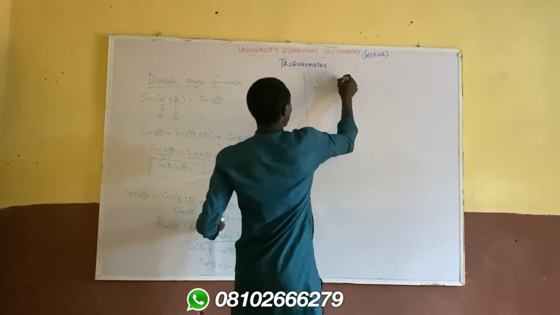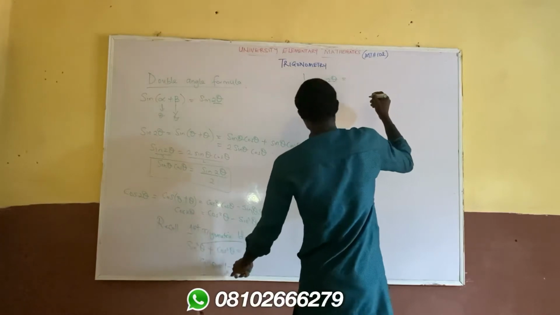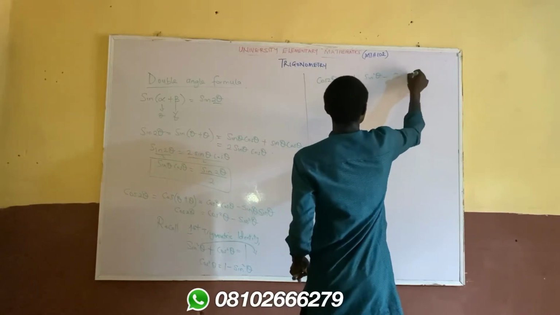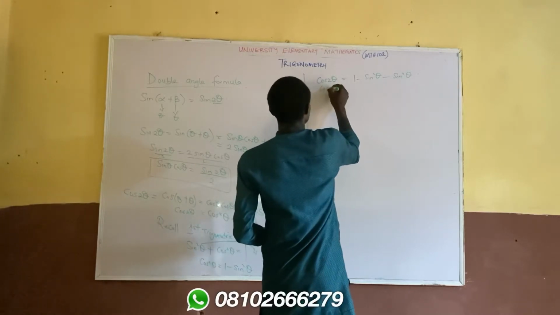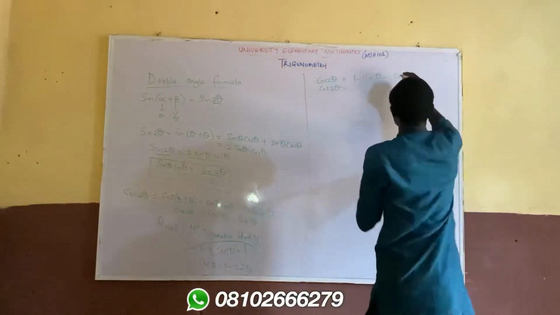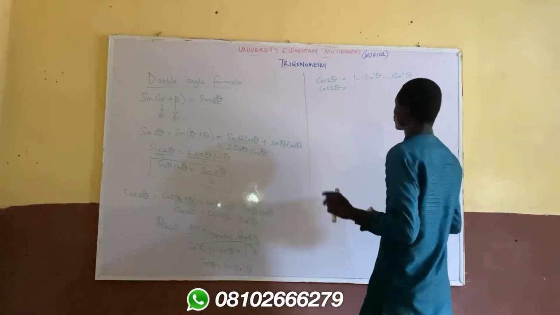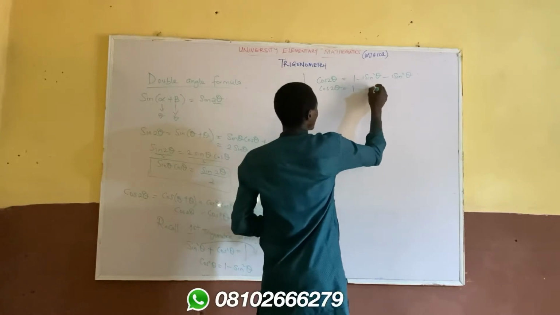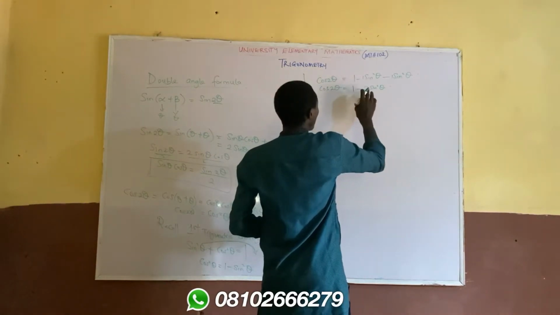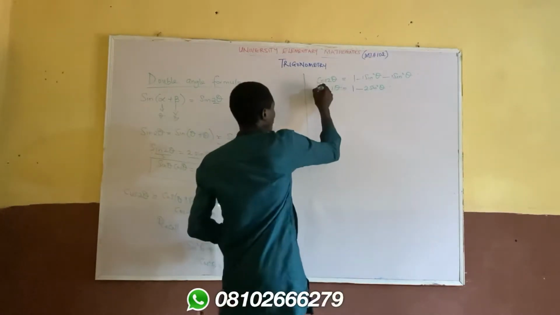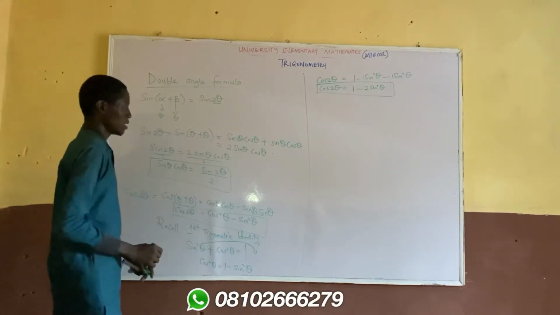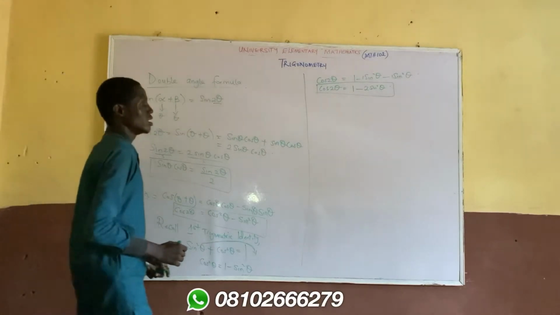Cos 2 theta is equal to, now whenever we have cos squared theta, we put 1 minus sine squared theta, minus sine squared theta. So we have 1 minus sine squared theta minus sine squared theta. Minus 1 minus 1 is minus 2. So we have 1 minus 2 sine squared theta. So another way of expressing cos 2 theta is 1 minus 2 sine squared theta. It's very important that we note this. These formulas are very important.